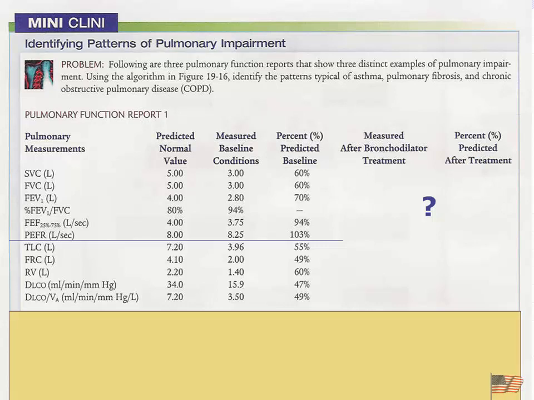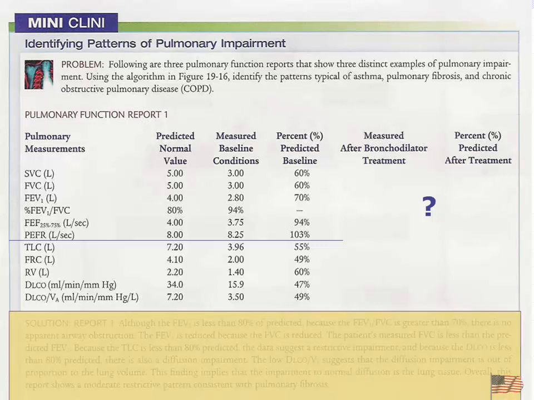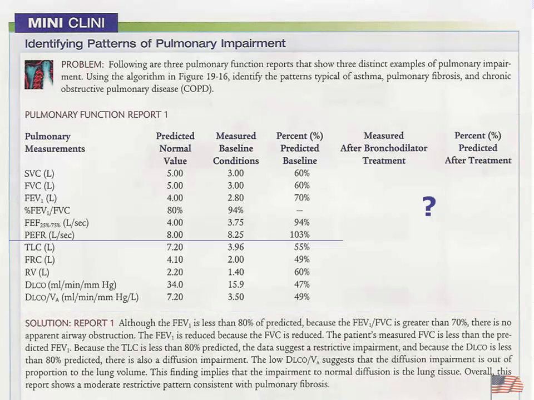We have a restrictive defect. And if we look, total lung capacity, that's reduced. FRC, that's reduced. Residual volume, that's reduced. DLCO, that's reduced. So it's a restrictive defect with a diffusing capacity impairment, if you want to be really, really cool about it. And an example of that might be pulmonary fibrosis. And that's indeed what they end up saying. Restrictive impairment, because the DLCO is less than 80, there's also a diffusion impairment.